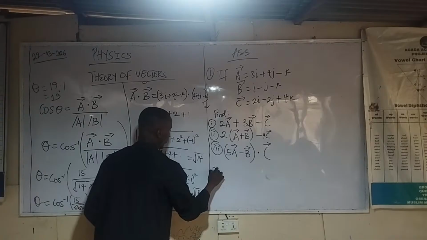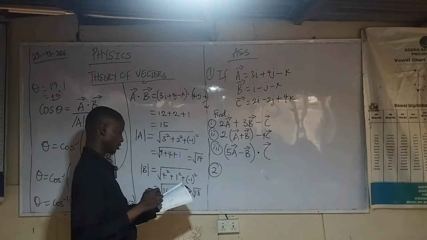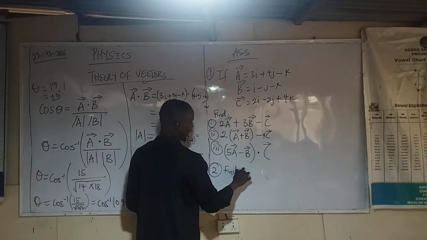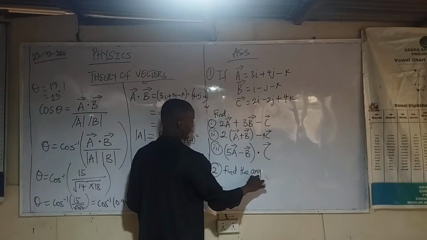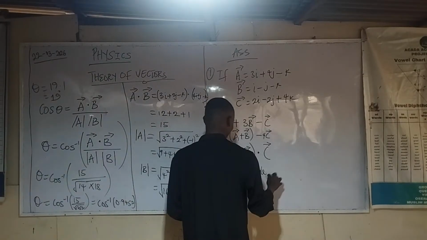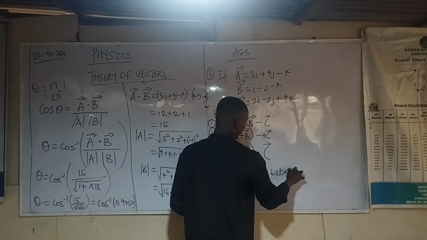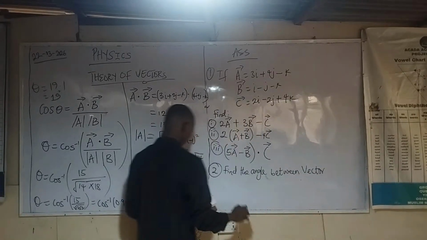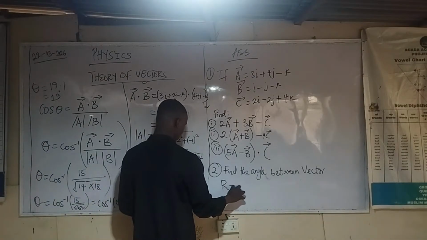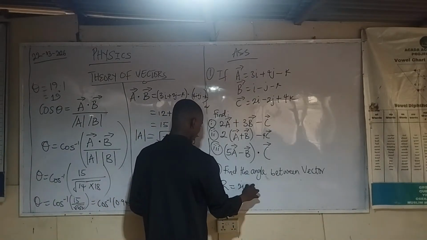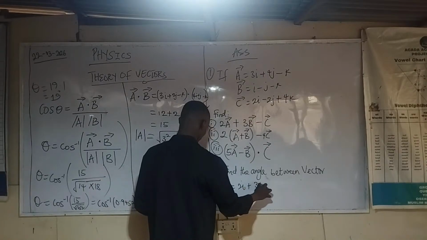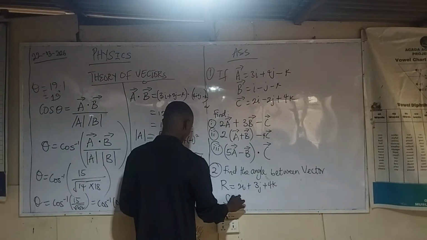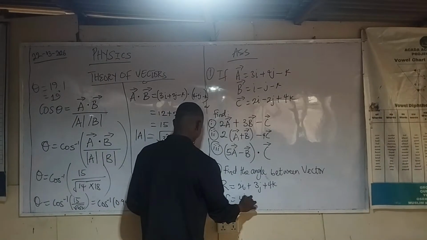Number 2. Find the angle between vector R and S, which is equal to 4i.